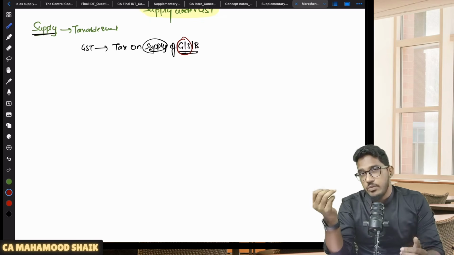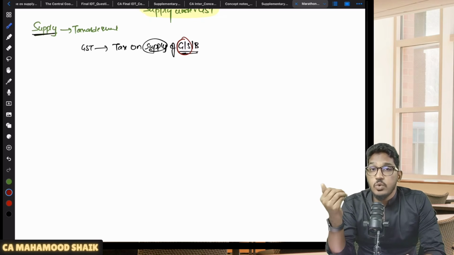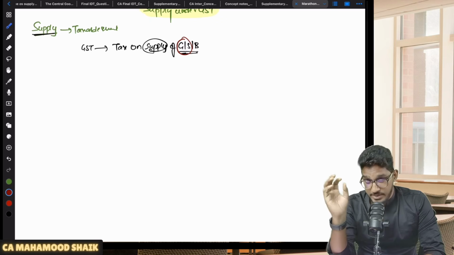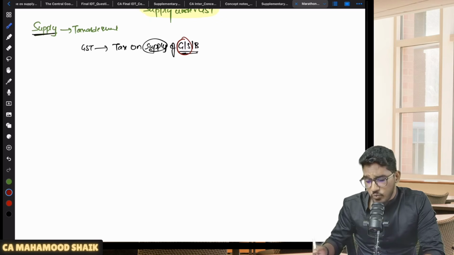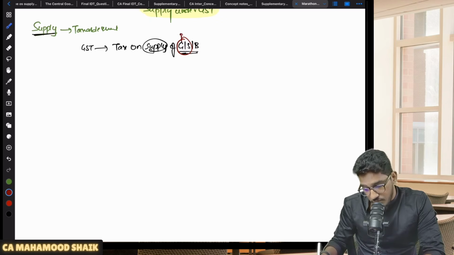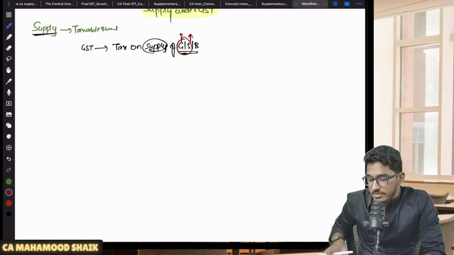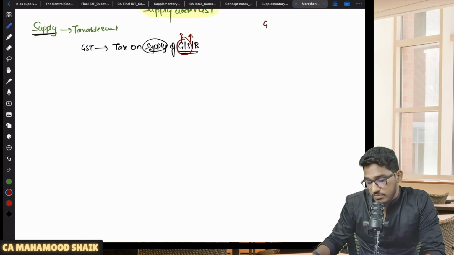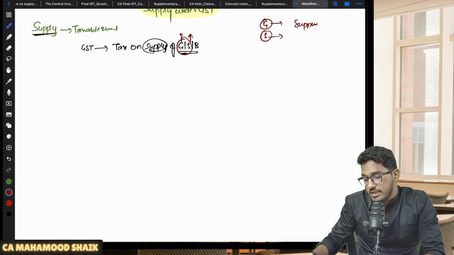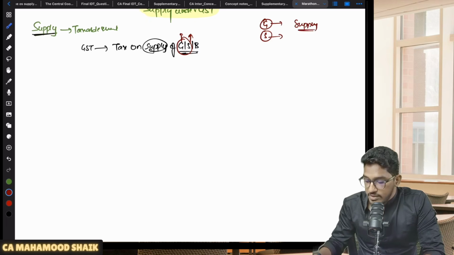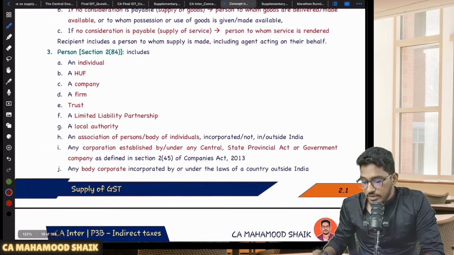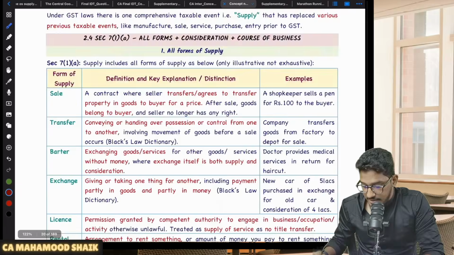So before we go ahead and understand the meaning of the term supply, it will be wise for us to understand the meaning of goods and the meaning of services. So first we'll spend some time revising the meaning of the term goods and the term services, because first goods or services must be there, then only we should check whether there is a supply or not. So what is the meaning of the term goods, sir? What is the meaning of the term services, sir? Let us try to understand it.